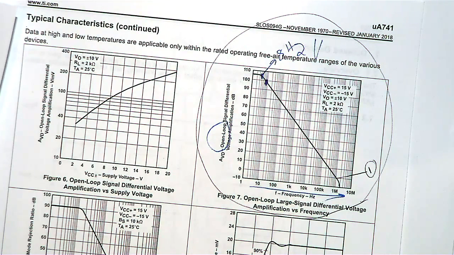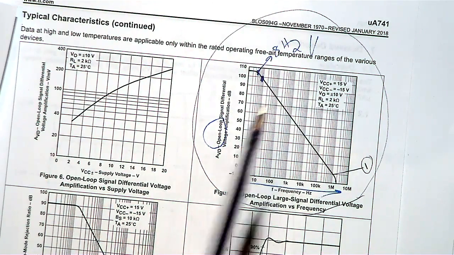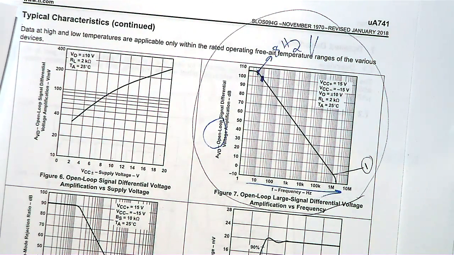You need feedback. When you do feedback, you can increase the bandwidth. Then when you are increasing the bandwidth, you will be decreasing the gain. So that's what you do. So gain into bandwidth will be a constant. I will come to that point.